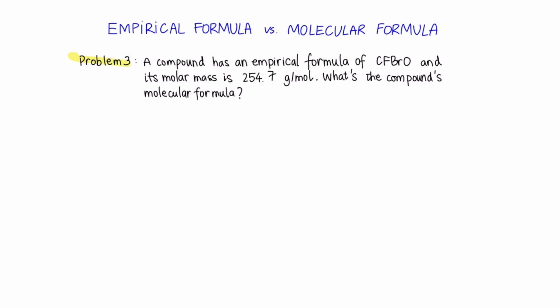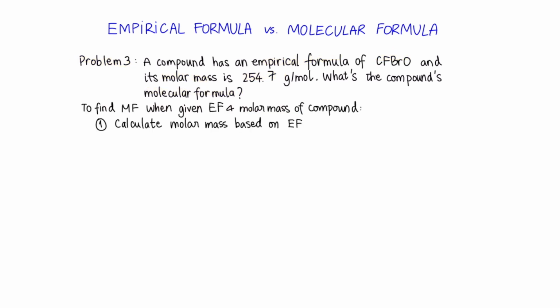Problem 3. A compound has an empirical formula of CFBrO and its molar mass is 254.7 grams per mole. What is this compound's molecular formula? Similarly, we're going to do the 3 steps that we did for problem 2. So, to find the molecular formula when given the empirical formula and the molar mass of the compound, first we calculate the molar mass based on the empirical formula.